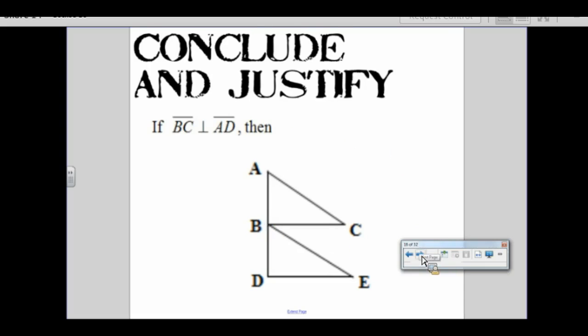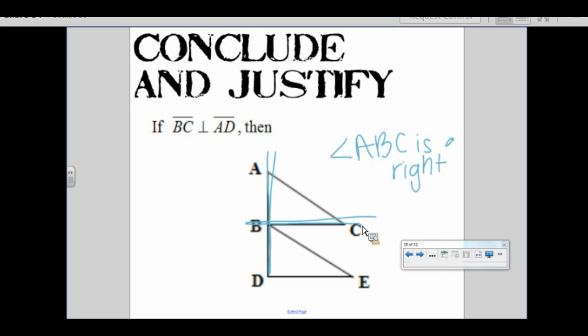If BC is perpendicular to AD, then, well, really, here's BC, here's AD, all that we can conclude is angle ABC is a right angle. And why is that? That's definition of perpendicular lines. It's not a theorem, it's just a definition. That's just what it is. Good.